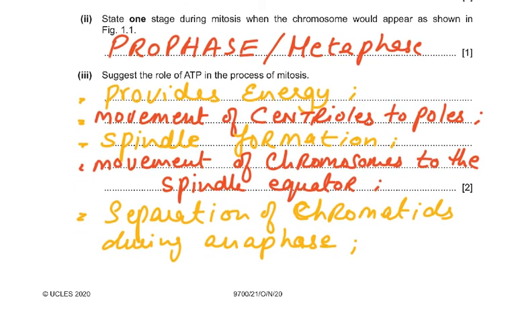Number one, it provides energy. Number two, movement of the centrioles to the poles. All the activity which is taking place requires movement or formation of something. Then spindle formation. Then movement of chromosomes to the spindle equator. Then separation of the chromatids during anaphase. So all these are very active processes and need energy.